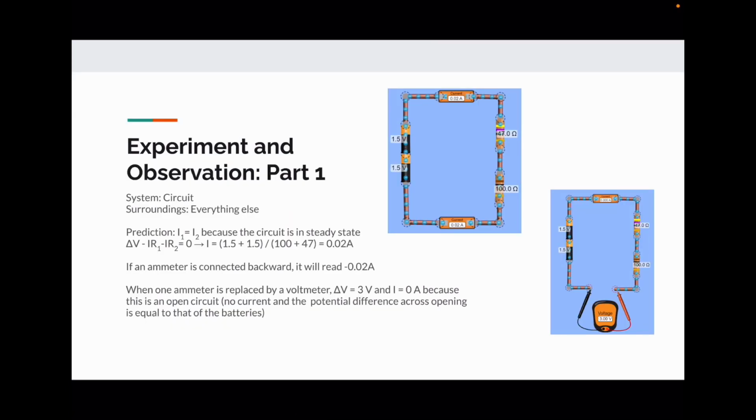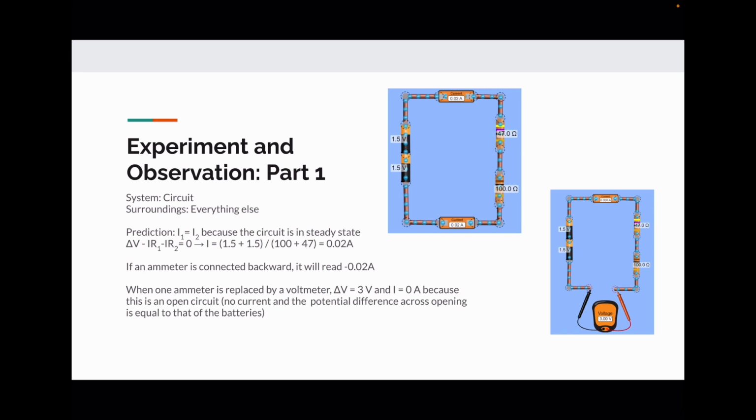In this first part, a circuit was constructed with 2 batteries, 2 ammeters, and 2 resistors of different resistances. I predicted that the current in both ammeters will be equal because the circuit is in steady state. This prediction held true. Using the loop rule, the current can be calculated as delta V minus IR1 minus IR2 is equal to 0. With 2 resistors of 47 and 100 ohms and 2 batteries, each of 1.5 volts, the current running through the wires is 0.02 amps.